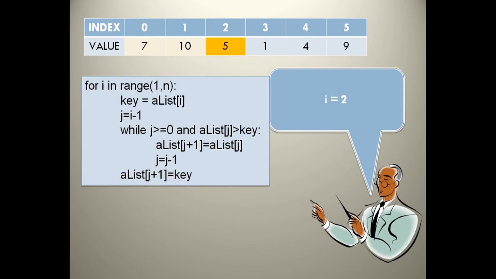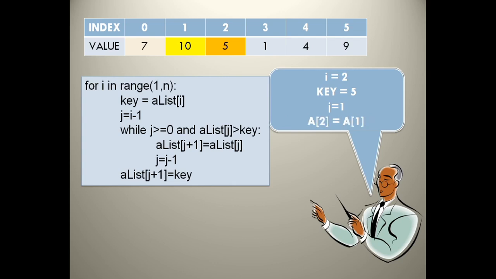Once again, now i is 2, the value 5 is stored in key. 2 is of course less than 6, that's why it will enter into the for loop. i is 2, key is 5. Okay. Now your j will be 2 minus 1, that is 1, and your condition check here: 1 is greater than or equal to 0, true, and 10 is greater than 5, that is also true.